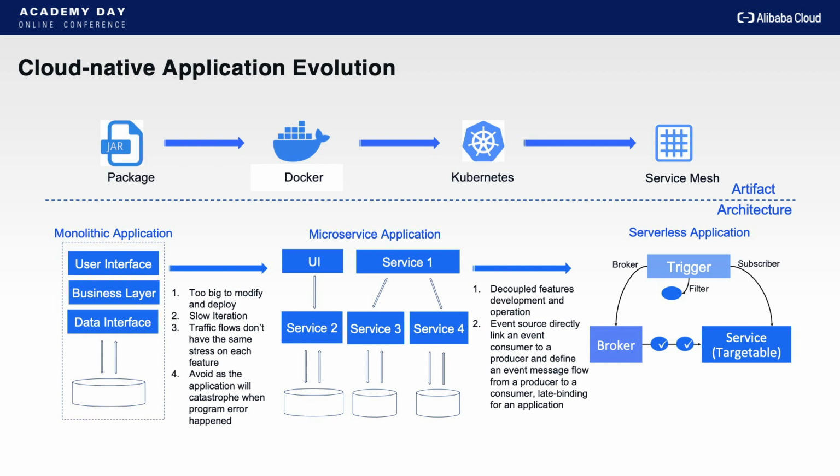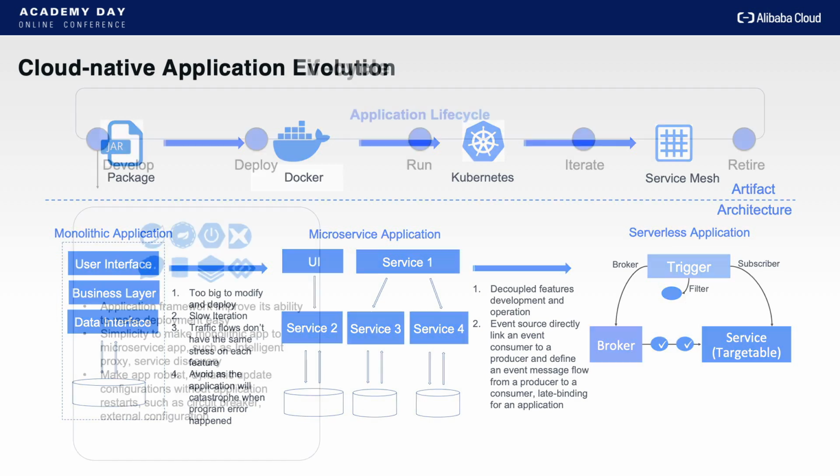From monolithic architecture to microservice architecture, then to serverless architecture. That is the cloud-native application evolution on the architecture side. And on the artifact side, at the beginning you start from the package, then use the Docker image, then use the cloud-native platform Kubernetes, then you can use the service mesh.